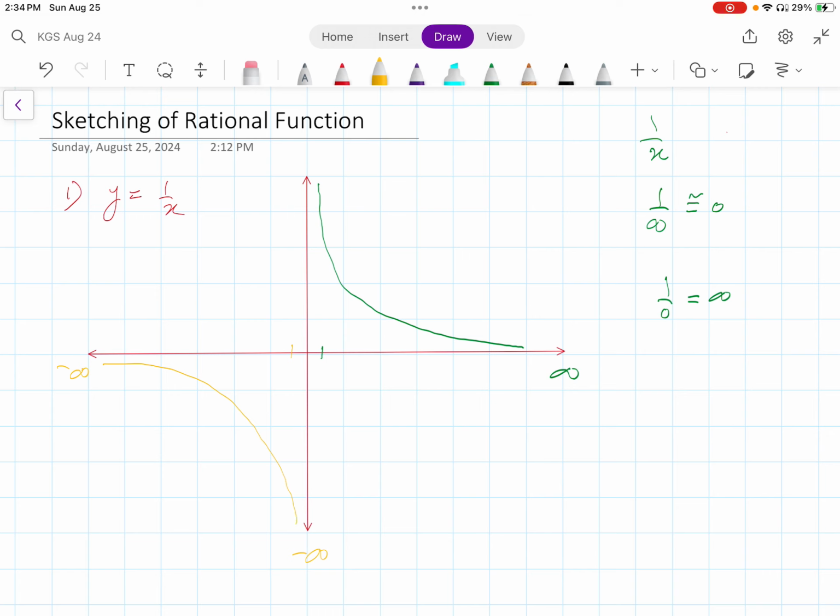So again, this yellow line is approaching the y-axis and the x-axis. So the y-axis and x-axis are the vertical and horizontal asymptotes.